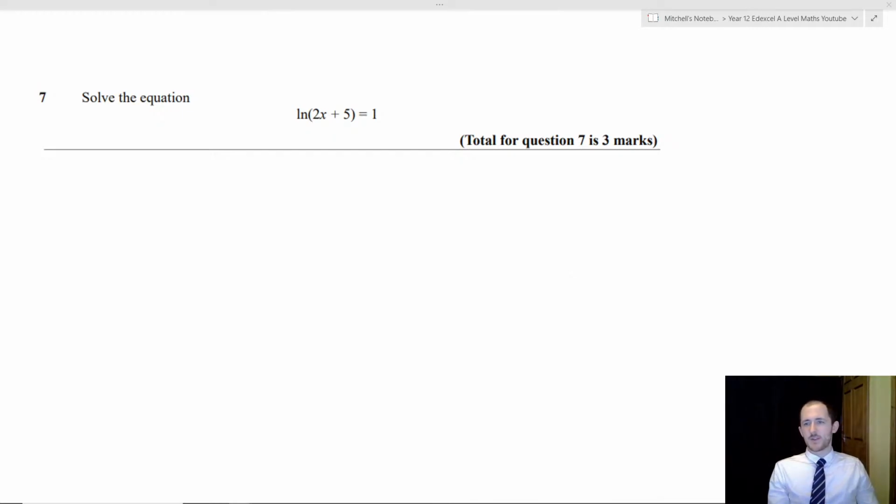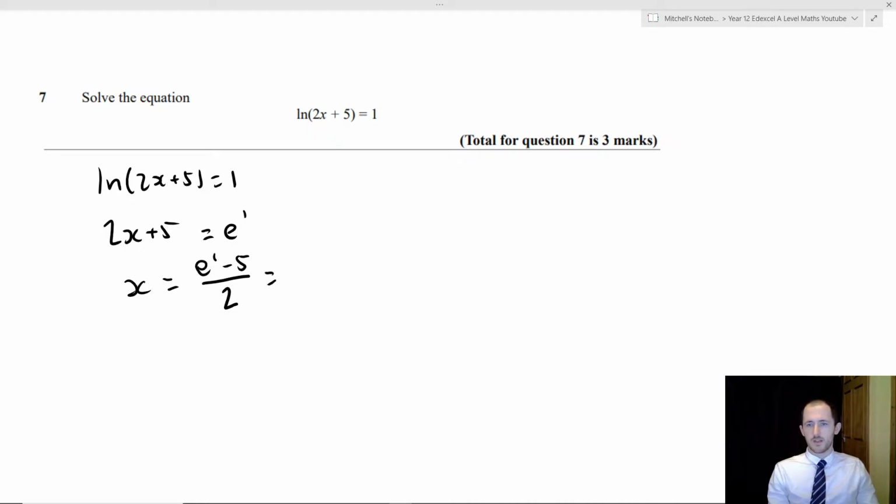We have ln of 2x plus 5 equals 1. We have to solve for x. And again, the opposite of ln is raising everything to the power of e. So that will get rid of the ln, equals e to the power of 1. Then all we need to do is rearrange this. So x is equal to e to the 1 minus 5, over 2. And that will give us an answer because it's an actual number.